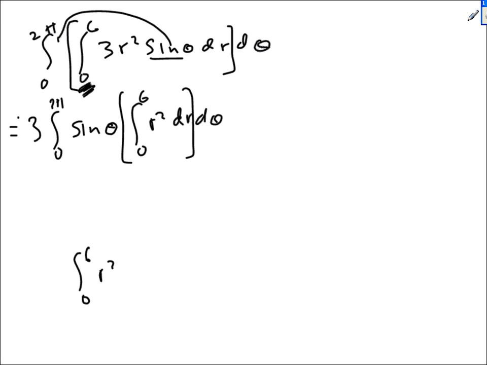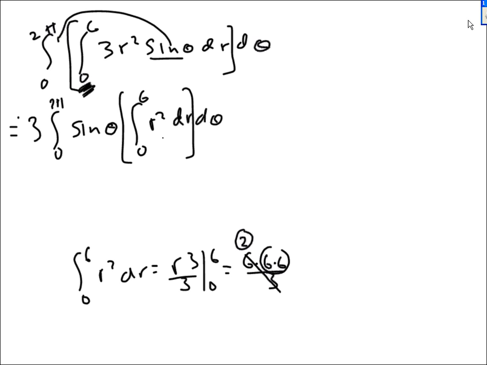0 to 6 r squared dr, r cubed over 3 from 0 to 6. This is 6 cubed over 3, really minus 0 cubed, which is 0. I really don't want to figure out what 6 cubed is, because I know that 3 is going to go into one of the 6's. This is 36. 2 times 36 is 72. This mess inside the big brackets is 72, which I will bring out in front. 2 times 72, I guess, is 216.